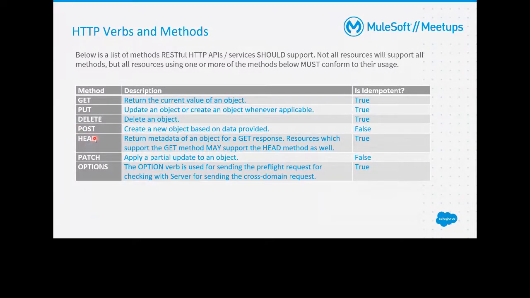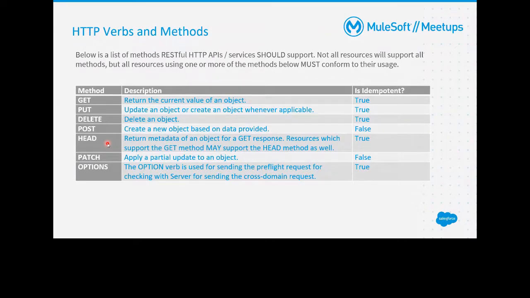Next is HEAD. It is often used to return the metadata of an object, and whichever API supports GET, it often supports the HEAD method as well. Next is PATCH. So PATCH and PUT, how do they differ? PATCH is a partial update. Let's say I have an employees table where I have employee name, employee age, and some other attributes as well. Now I just want to update the age of that employee. So I will just pass that particular age.